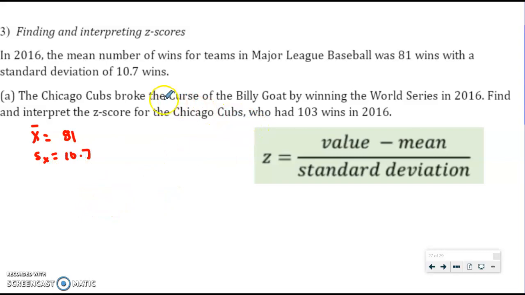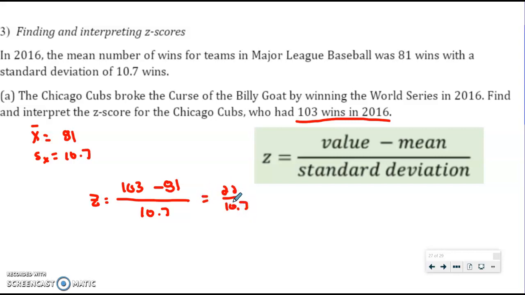I know that the Chicago Cubs had 103 wins in 2016. So I'm going to take that value of 103, subtract 81, and then divide by 10.7. That's going to be my z-score. With my handy-dandy calculator, 103 minus 81 is 22, over 10.7, and I get a z-score of 2.056.